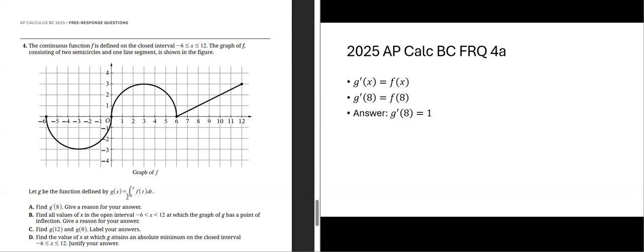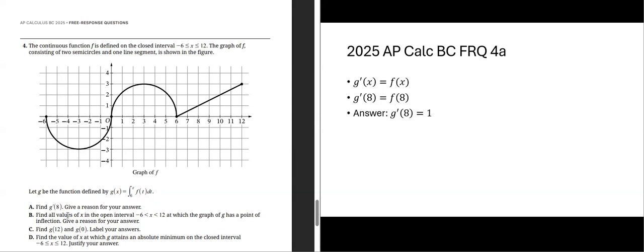So we need to differentiate this. That's just the fundamental theorem of calculus. g prime of x is f of x. As simple as that. So g prime of 8 is f of 8. All right, so let's go to the graph. What's f of 8? That's 1. So g prime of 8 is 1. This one was easy, hopefully.